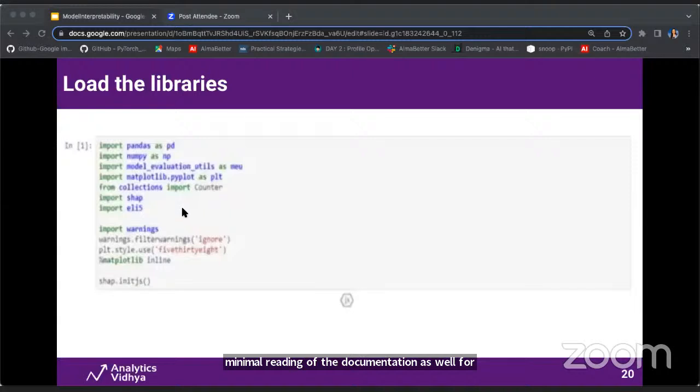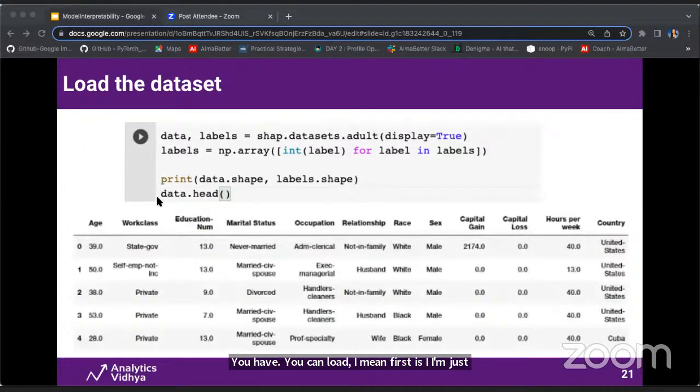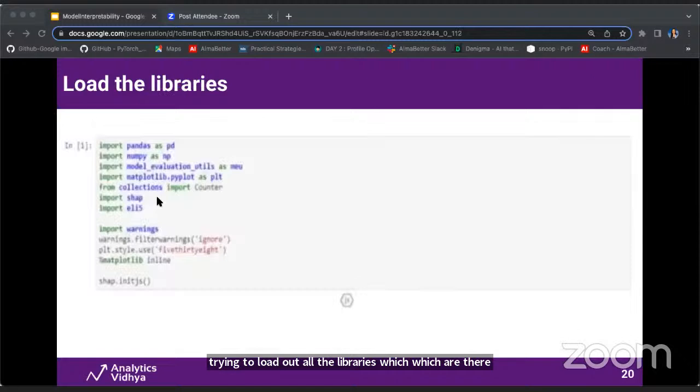Of course, as the first step, you need to load the libraries. I'm just trying to load all the libraries which are there. SHAP here stands for Shapley Additive Explanations. We definitely have the details over the internet, but it requires JavaScript to display the plots.